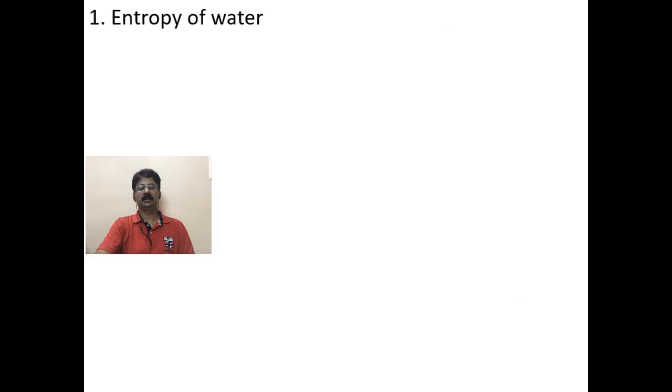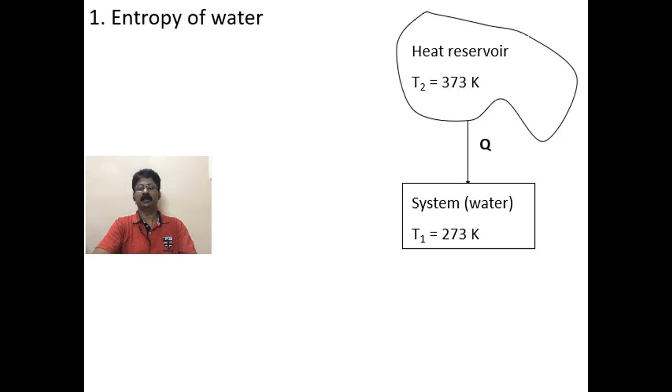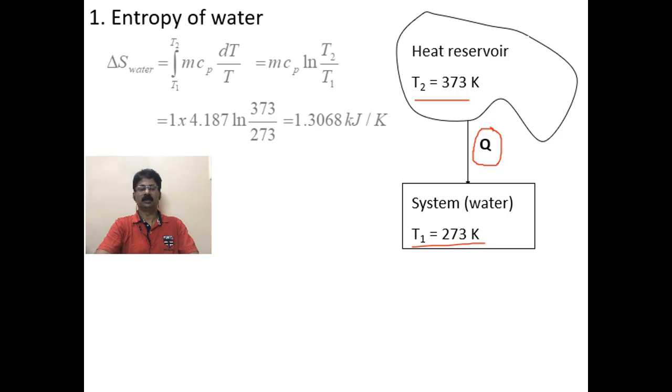Now let us calculate the entropy of water. So this is the diagram. Heat reservoir at 373 Kelvin, water taken at 273 Kelvin. Q is the amount of heat transferred from the reservoir to water. Now for the entropy of water, since its temperature changes from T1 to T2, you have to use this formula: integration from T1 to T2 of m Cp dT by T. So this is a standard formula for entropy calculation when the temperature changes.